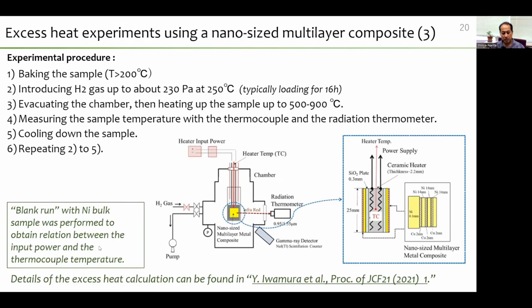Actually, the details of the excess heat calculation can be found in this reference. I don't explain how they calculate the excess heat here, so you may find the details in this reference. Okay.